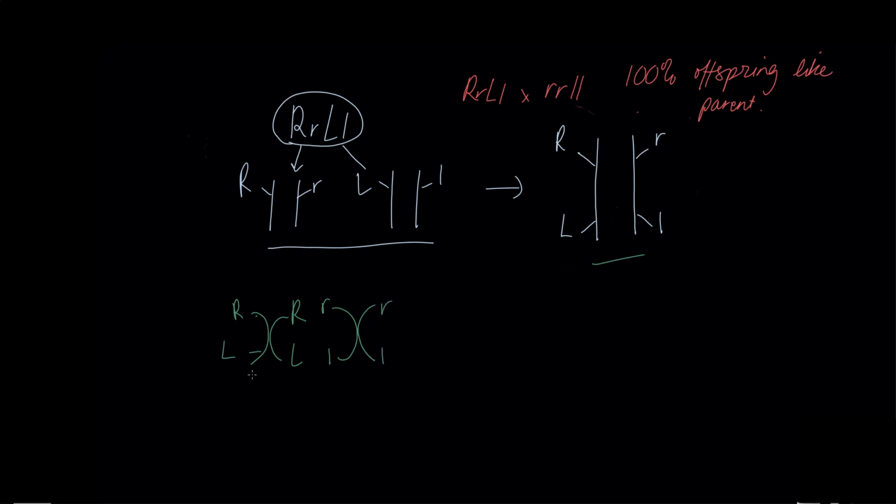Now, with no crossing over, what would happen is that this would get separated, these pairs here, and then these would further be separated like that. That's what happens in meiosis. Meiosis 1 separates the homologous chromosomes, and meiosis 2 then separates the sister chromatids. So we'd have gametes that would be big R, big L, big R, big L, little r, little l, little r, little l.